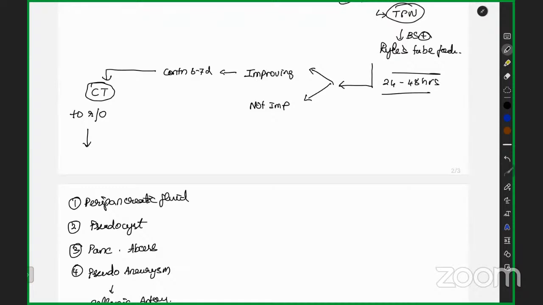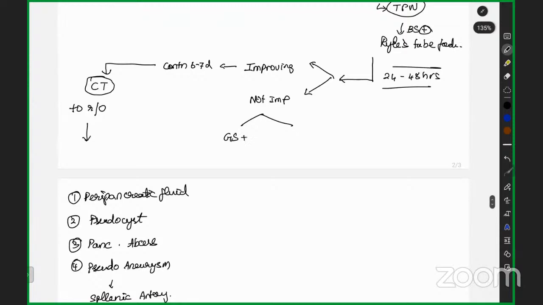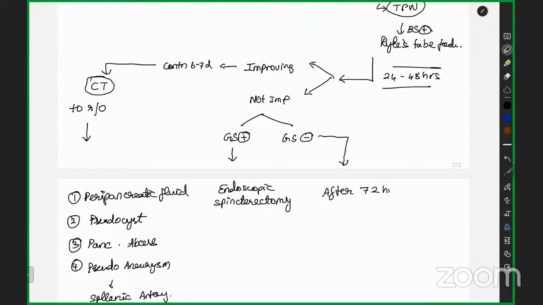Now, if the patient has not improved, you're going to see whether gallstones are present. Again, you're going to do a USG to find out whether gallstones are present or absent. If there is a gallstone present, as usual, you can go for an endoscopic sphincterectomy. If gallstones are not present, you're going to wait for 72 hours. After 72 hours of admission of the patient, you're going to take a CT scan.